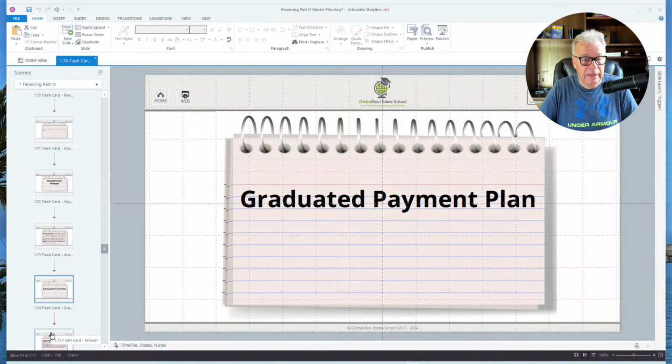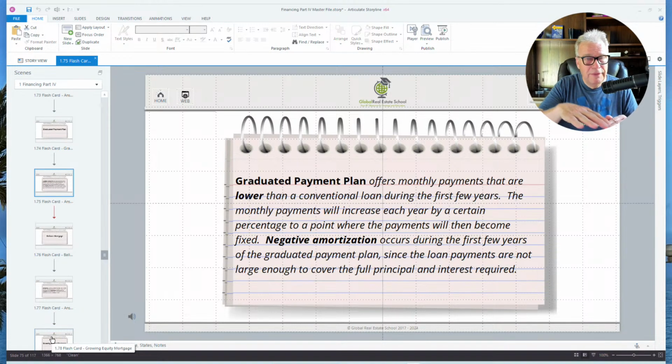Now, a graduated payment loan, interesting. Think of graduated. It just graduates up a little bit each year. So the payments are lower than conventional loan payments during the first few years. So you start out with a lower payment, and then the next year it goes up, the next year it goes up, and so forth. Now, I've got a note here, and I would remember this. You could see negative amortization during the first few years. Why? Because it's a lower payment.